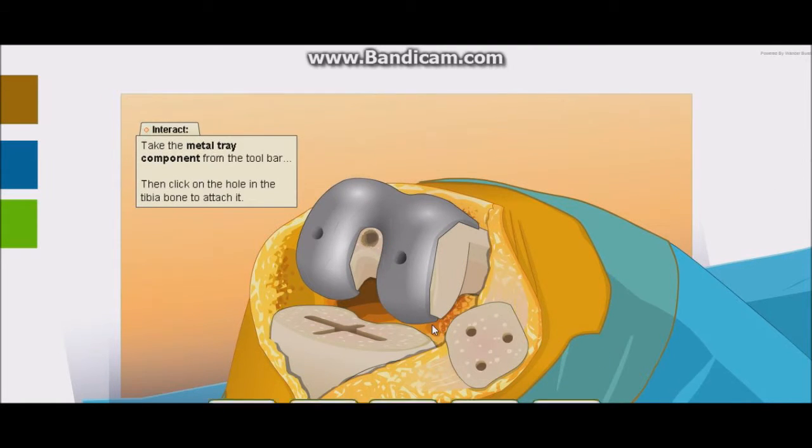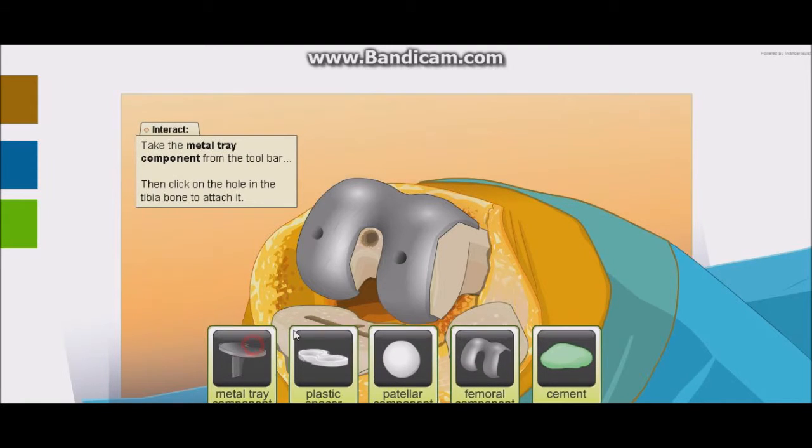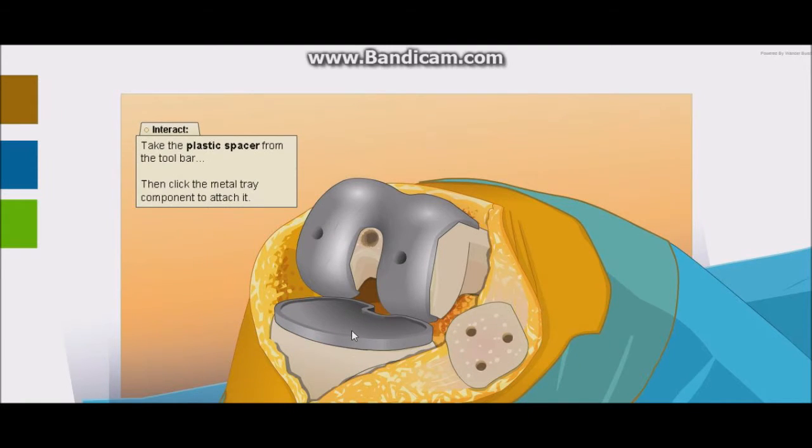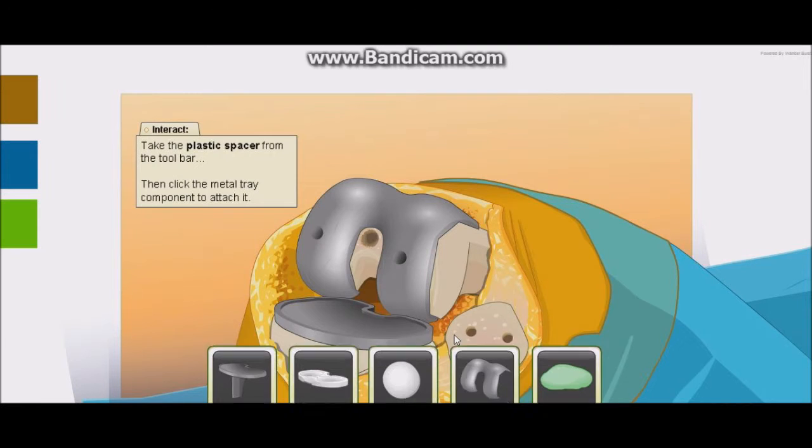Attach the metal tray trial component to the tibia. Insert the plastic trial spacer into the metal tray component.